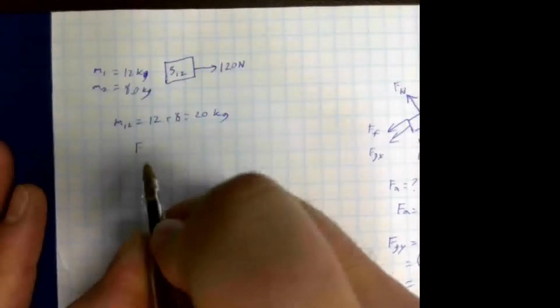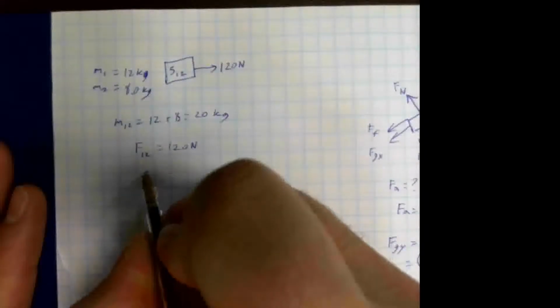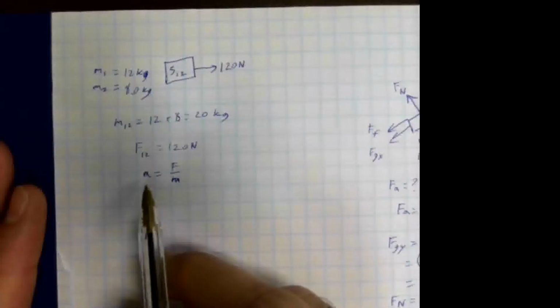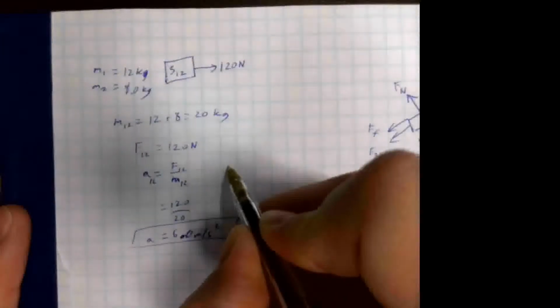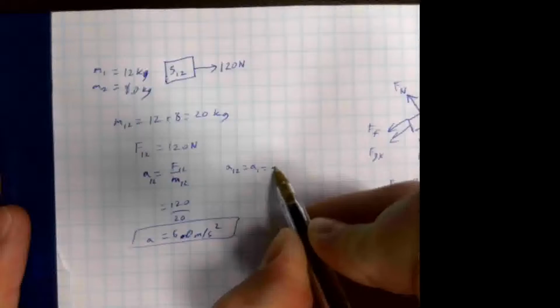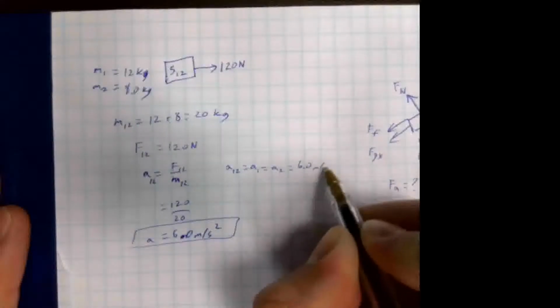So the mass of 1,2 is equal to 12 plus 8, 20 kilograms. The force on 1,2 is 120 newtons. I know the mass, I know the force. The acceleration is equal to F over m, and this would be the acceleration of 1,2, the force of 1,2 over the mass of 1,2. So this becomes 120 over 20, which gets me to 6.0 meters per second squared. That's my acceleration. Another thing to note is that the acceleration of 1,2 is the same as the acceleration of 1, which is the same as the acceleration of 2. All of these are equal to 6.0 meters per second squared.